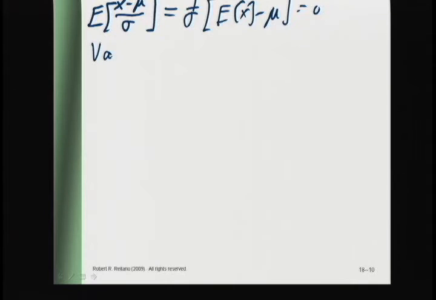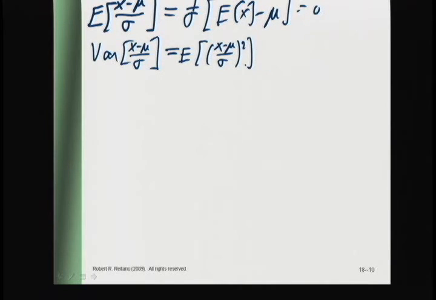Similarly, the variance, using properties of variance, since the expectation of this random variable is 0, the variance is simply the expectation of that random variable squared. Well, again, using properties of expectations, I can factor out the 1 over sigma squared, and I have left the expectation of x minus mu squared. Well, that's by definition the variance. So I have the variance divided by the variance. No surprise, I get a 1.